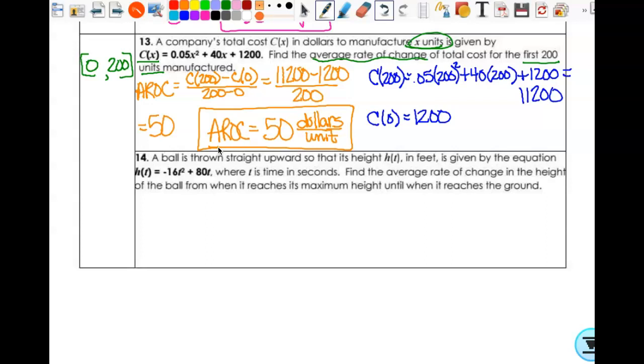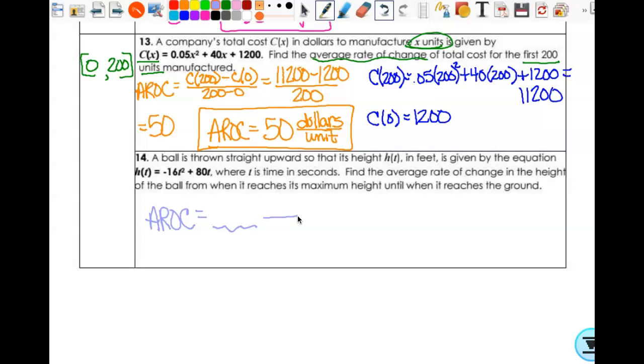All right. So now let's look at 14. We're not going to do the whole thing. We're just going to talk about the units. So it says a ball is thrown straight upwards so that its height, h of t in feet, is given by the equation, blah, blah, blah, where t is the time in seconds. Find the average rate of change in the height of the ball from when it reaches its maximum height until it reaches the ground. So we're looking for AROC, right? And so it'll be some number, but then units.